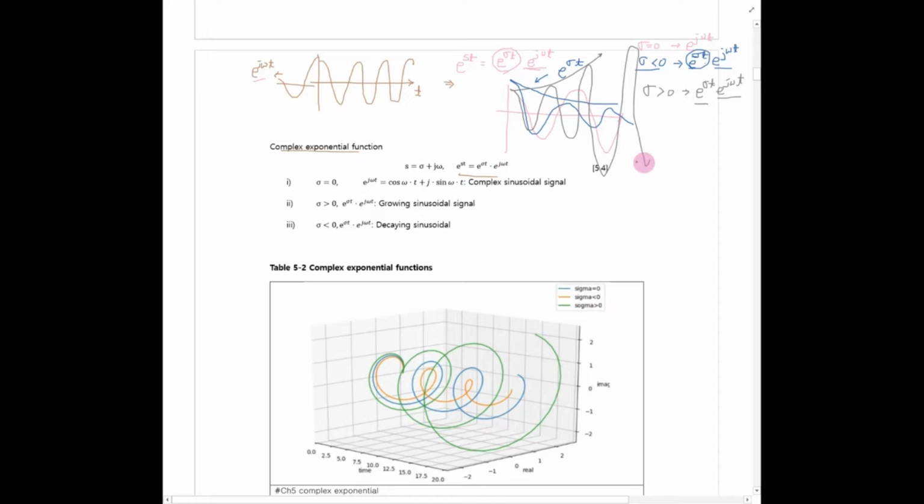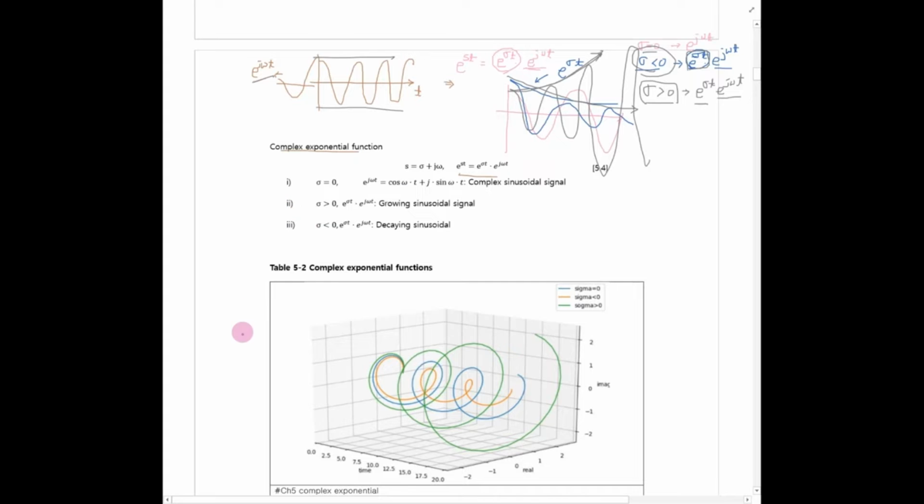So let me compare the three conditions. When sigma equals 0, it's the same as the Fourier transform. It's just a steady state, where the amplitude doesn't change over time. But if sigma is negative, then this part is decaying. So over time, its amplitude is decreasing. But if sigma is positive, it is increasing over time. It's diverging like that. So this is the complex exponential.